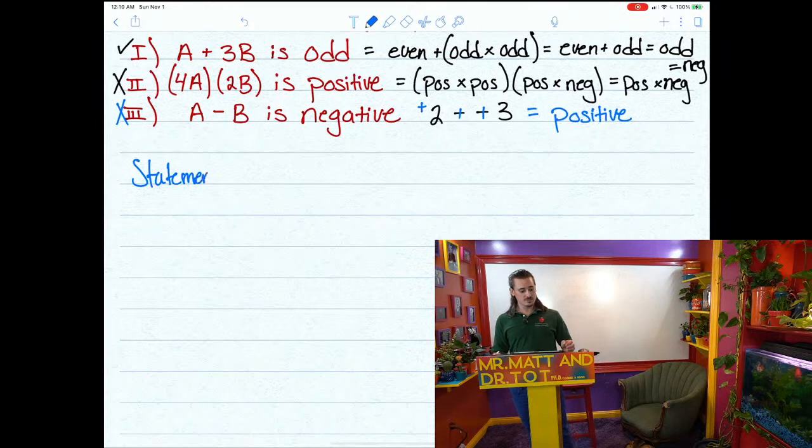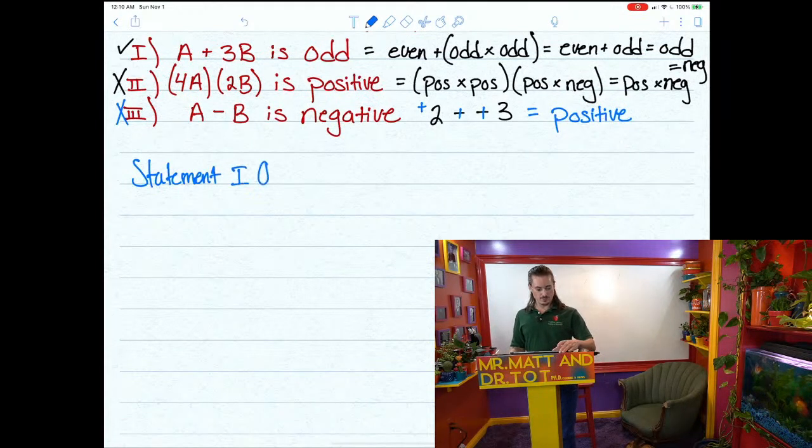If you have any questions, then please let me know. Otherwise, let's take a look at number 10.